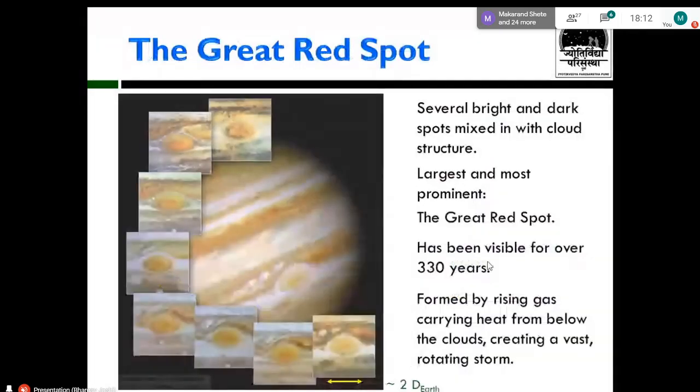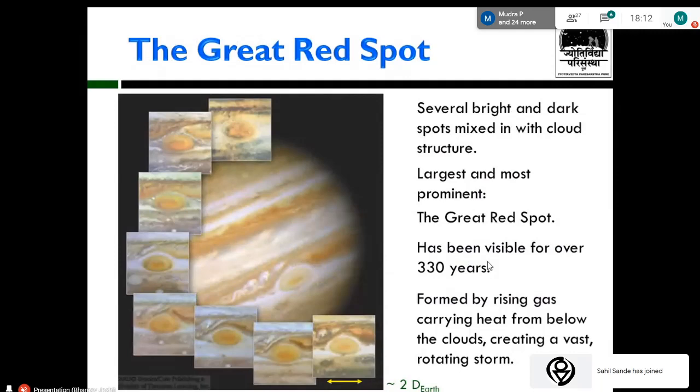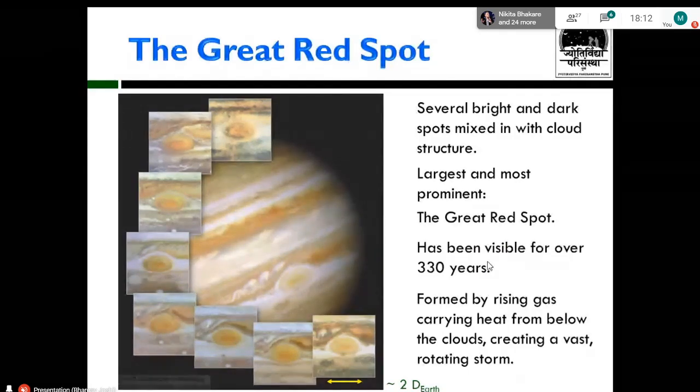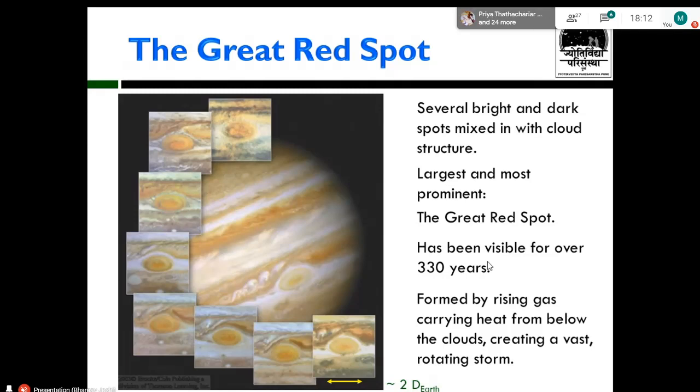Now the Great Red Spot. This is a really interesting phenomenon on Jupiter. It is actually a cyclone that has been formed because of convection currents. It is so huge that you can almost fit 1.5 Earths inside that spot itself. Imagine your entire world plus half of your world fitted in. That is the Great Red Spot. It can be seen through a telescope very easily, and it is really attractive to see.